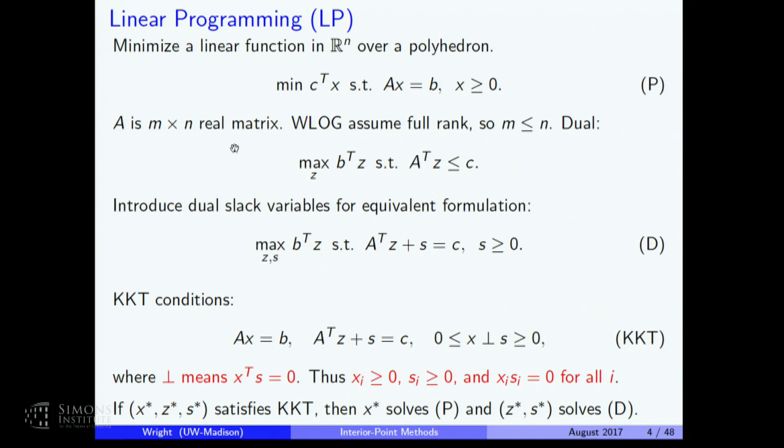Another implication of the non-negativity combined with the complementarity is that all of the components of x and all of the components of s have to be non-negative, obviously. And if you take pairwise products of x_i times s_i, that has to be 0. In other words, one of the two needs to be 0, at least, for all i. Okay? So that's a condition that's kind of hard to satisfy, because it's the only non-linear condition here. All the other conditions are linear. All right. So there's a theorem that says if you've got a triple (x, z, s) satisfying these conditions, then x solves the primal problem and (z, s) solves the dual.